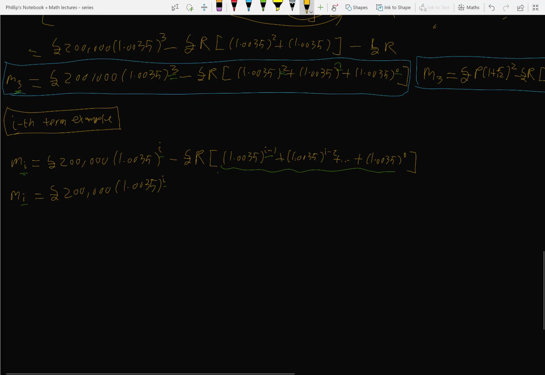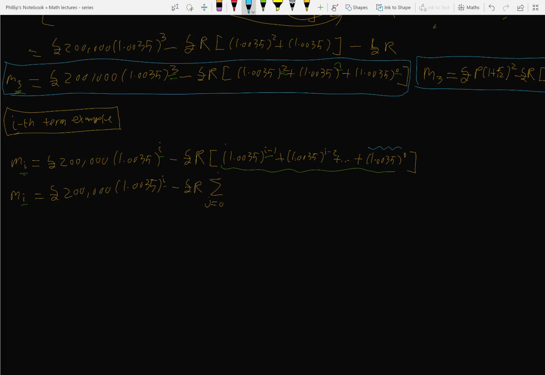So this is minus capital R times by the sum from, so what we're going to use here for the sum is a dummy variable that we've not used as of yet. I don't think we've used j. So from j is equal to 0, because that's going to be our first term, 0 here.